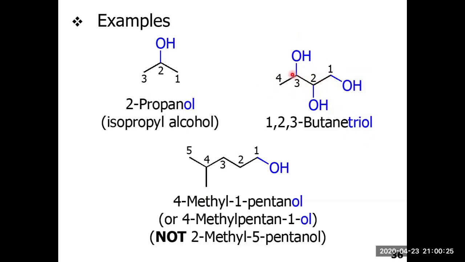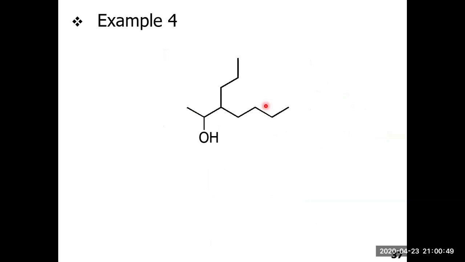So 1, 2, 3, 1, 2, and 3. So the final name for this one is 1,2,3-butanetriol. Try to consider this molecule.